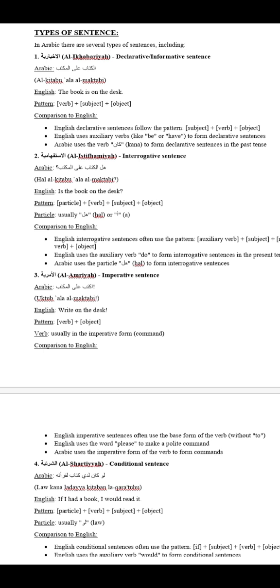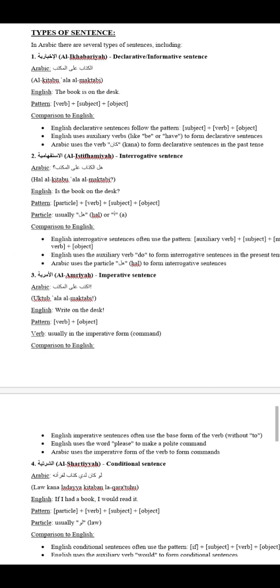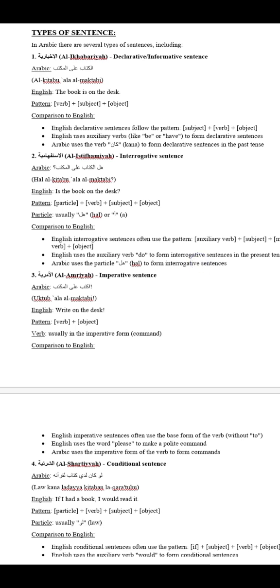If we see the comparison with English, it follows the pattern auxiliary verb, then subject, and then main verb, and then object. So English uses the auxiliary verb. Mostly the verb is do to form interrogative sentences in the present tense. But in Arabic, the particle mostly used is hal, to form interrogative sentences.